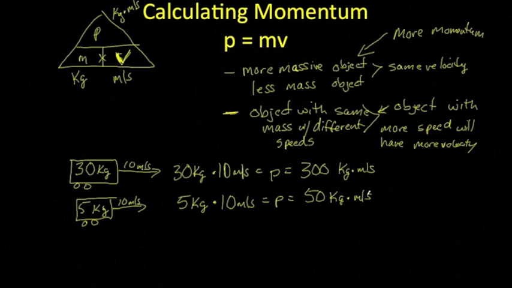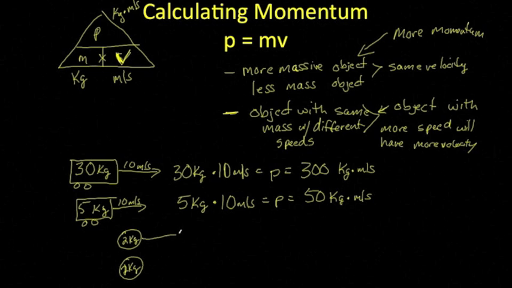And that makes sense if you think about it. If you think about football, if you have a running back that weighs 150 pounds running a 4.5 second 40, and you have another running back who's 250 pounds running the same speed, the larger running back is going to have more momentum. Now, likewise, let's say you have two objects that are the same mass.